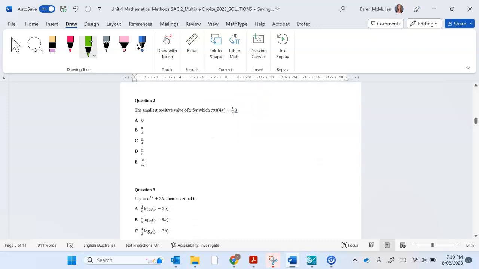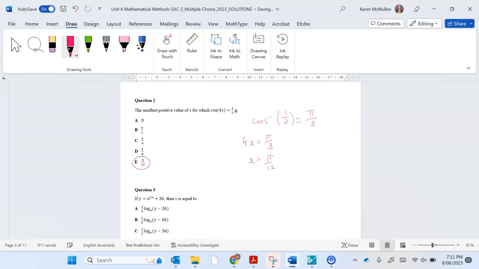Alright, the smallest positive value for which cos 4x equals 1/2 is... Alright, so this is where you need to know your exact values. Inverse cos of 1/2 is equal to, let me just check, pi on 3. So we're going to let 4x equal pi on 3, and then we're just solving for x. So it's going to be pi on 12.